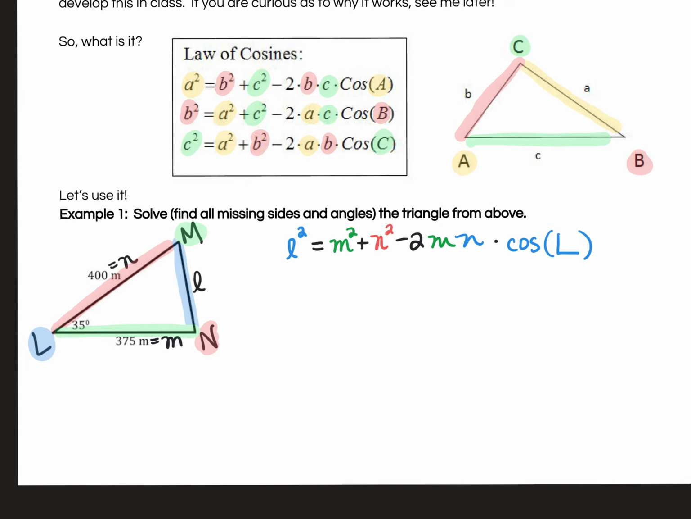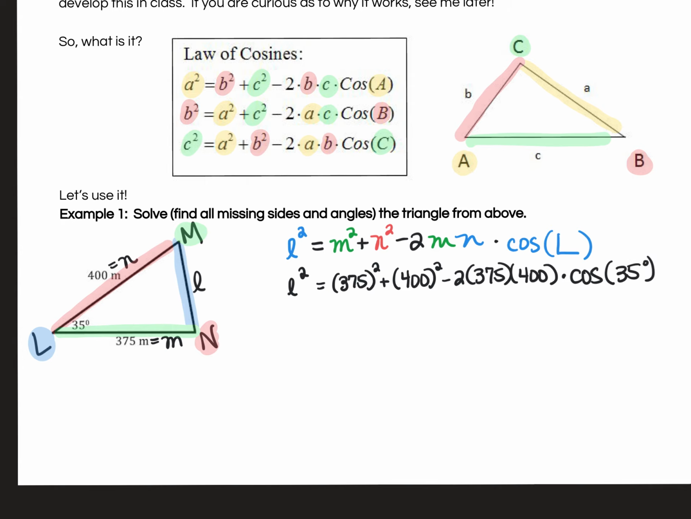So I don't know L squared. I do know that little m is 375, so it'll be 375 squared, plus little n is 400, so plus 400 squared, minus 2 times little m, 375, times little n, which is 400, times the cosine of 35 degrees.